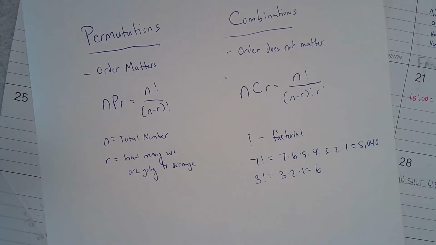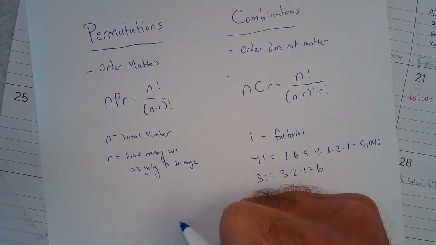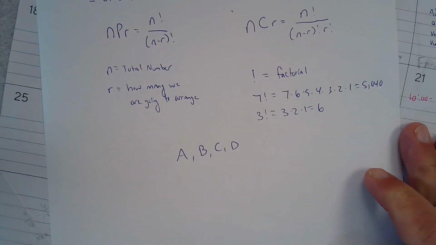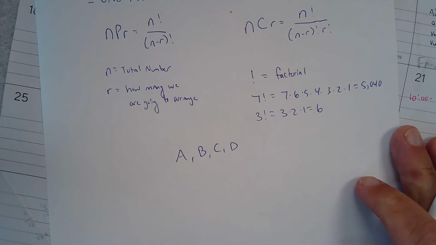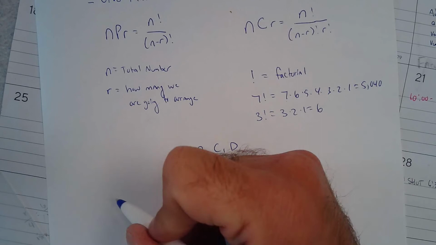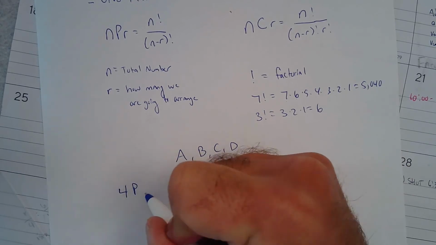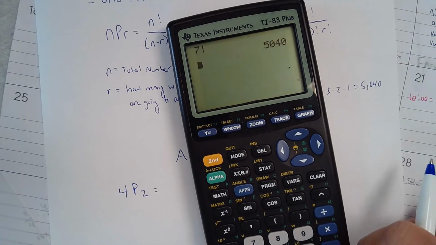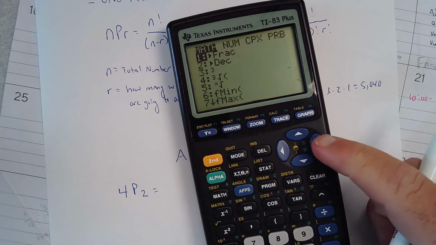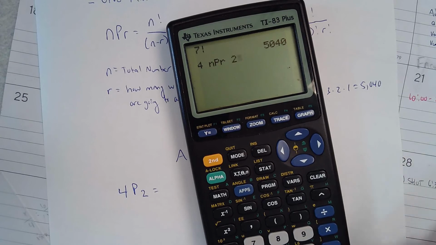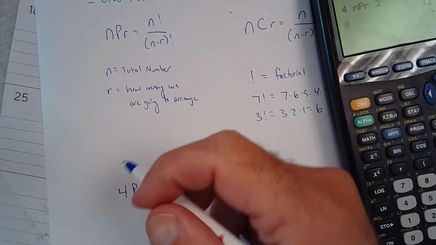So let's take the example where we have the letters A, B, C, D. I have 4 letters and I want to select 2 letters. If I was going to select 2 letters out of these 4, I could say 4 permutation 2. And in my calculator, I would type in 4, hit the math button, go over to PRB, go to permutation, and then hit the 2 button. 4 permutation 2 is going to be 12.